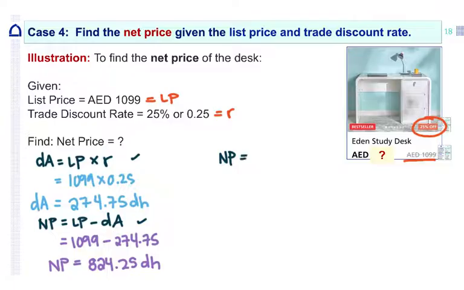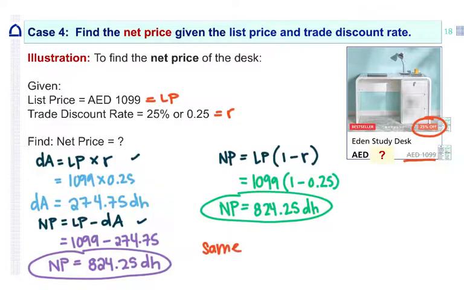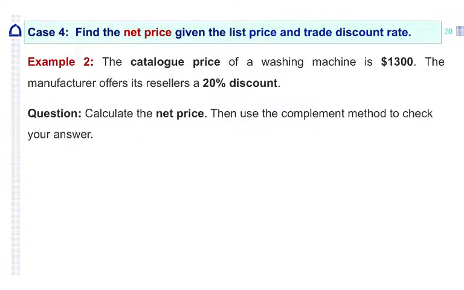Now, I prefer the other method where we can just combine these two formulas into one formula, where we know the net price is just the list price times the complement of the discount rate. And in one step, I can type in my calculator 1099 times 1 minus 0.25, and we will get a final answer, net price, of exactly the same answer that we got on the first method. We get $824.25 dirhams. So you'll notice either option gives you the same answer. Okay, we'll do one more example like this. The catalog price. Catalog price is the same as list price.